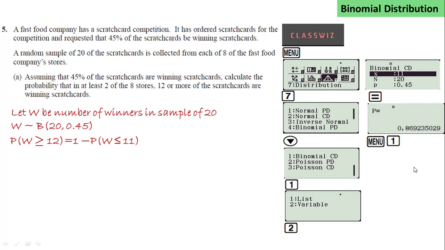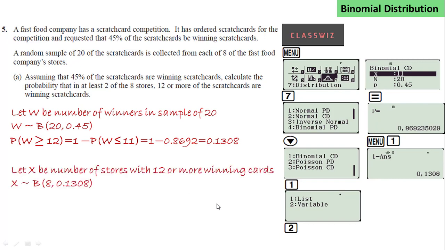0.8692. We go back to the menu, put it into ordinary mode, work out 1 minus the answer, and we can see that the probability that W is greater than or equal to 12 is 0.1308. So now we can look at the stores.